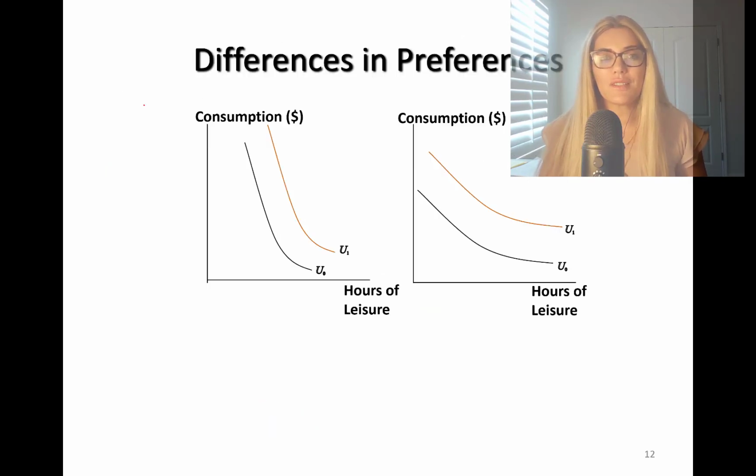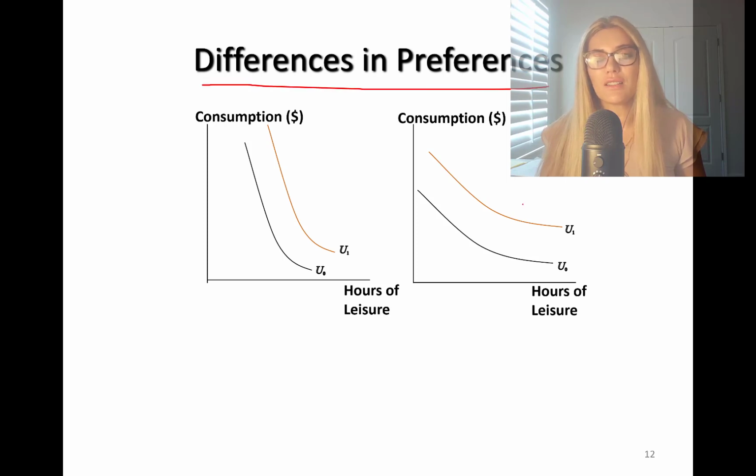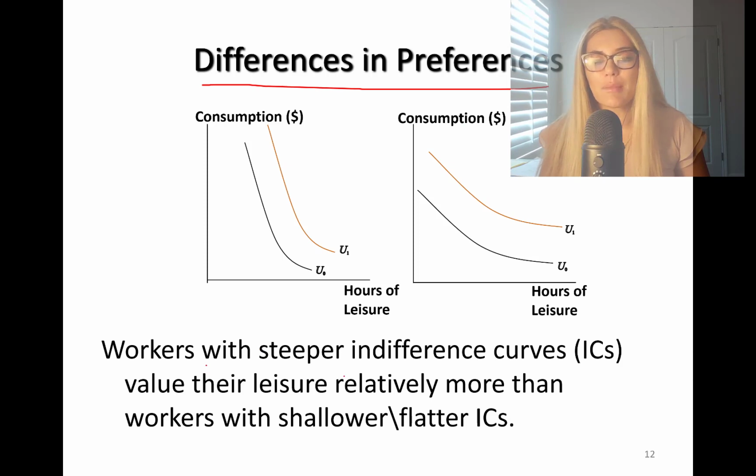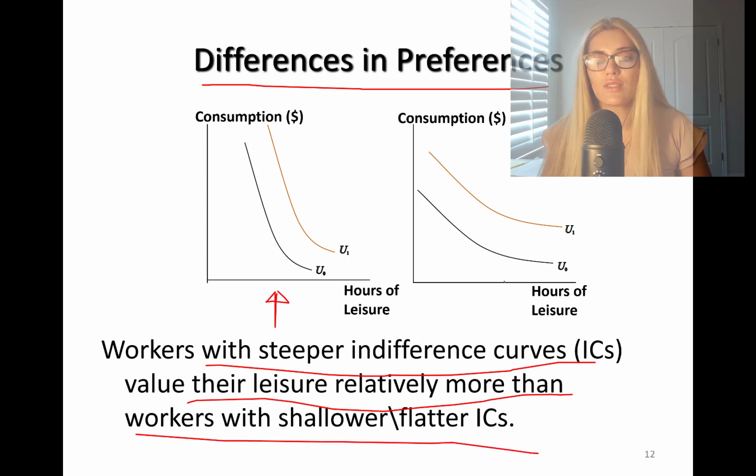Okay, so differences in preferences. These are different kinds of indifference curves. These are steeper, these are flatter indifference curves. These are two different people, person A and person B, and there are many more indifference curves here. A worker with steeper indifference curves values their leisure relatively more than workers with shallower, flatter indifference curves. These guys are more like work lovers, workaholics. It's me. And these others are a little bit more leisure-loving.